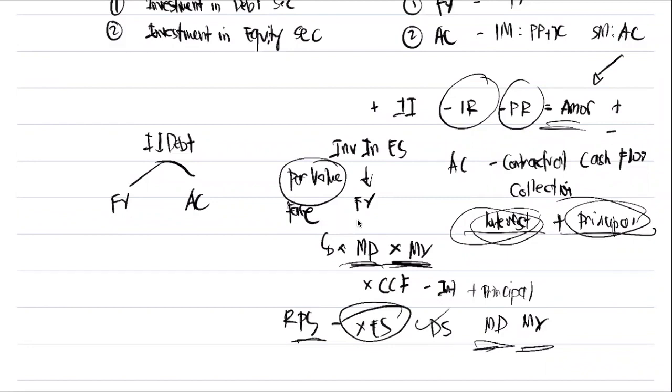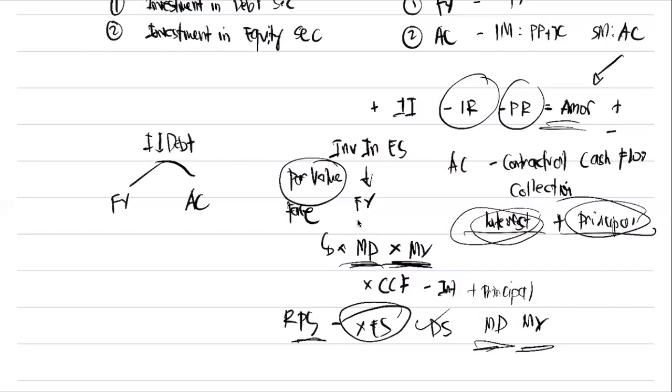Okay? So investment in debt securities can either be measured at fair value or amortized cost, while your investment in equity securities can only be measured at fair value. The reason is because you don't have any contractual cash flow characteristics or collection in your equity securities, which now needs to be amortized, unlike in your investment in debt. Okay?